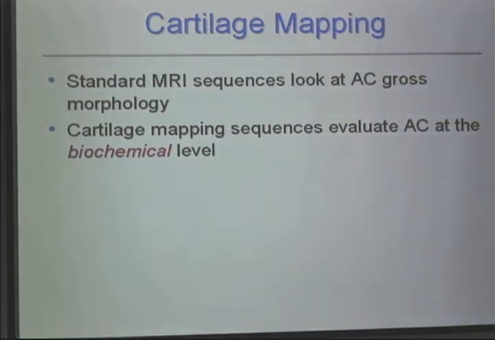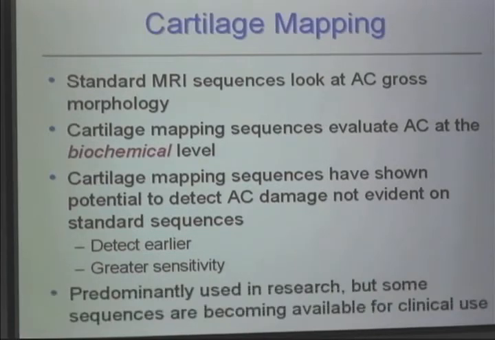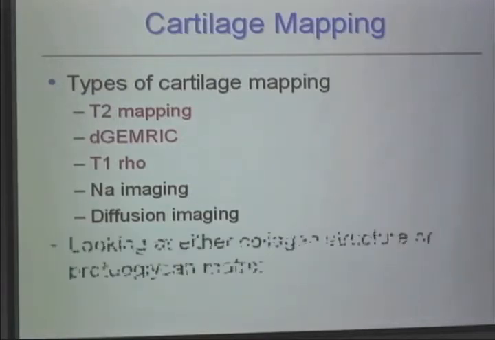Standard MRI sequences look at gross morphology of articular cartilage. Cartilage mapping sequences evaluate articular cartilage at the biochemical level. They have shown potential to detect articular cartilage damage not evident on standard sequences. We can detect lesions earlier and with greater sensitivity. This is predominantly used in research, but some sequences are becoming available for clinical use. There's a variety of types of cartilage mapping, which we'll look at. And these are going to evaluate either collagen structure or proteoglycan matrix.